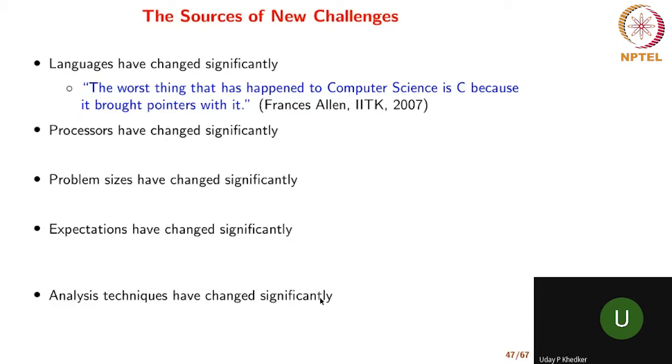All her work was in the context of Fortran. So there would be numeric computations in which she would do dependence analysis, and her work would allow discovery of parallel code. Now the point is, as soon as C came, C brought pointers with it, and as soon as you have pointers, all that theory goes for a toss. And therefore, Frances Allen lamented that the worst thing for computer science is C because it brought pointers with it. Fortran was very nice, it didn't have pointers in it. This gives you an idea of the kind of challenge that a modern compiler has to face, which the earlier compilers didn't have to face.